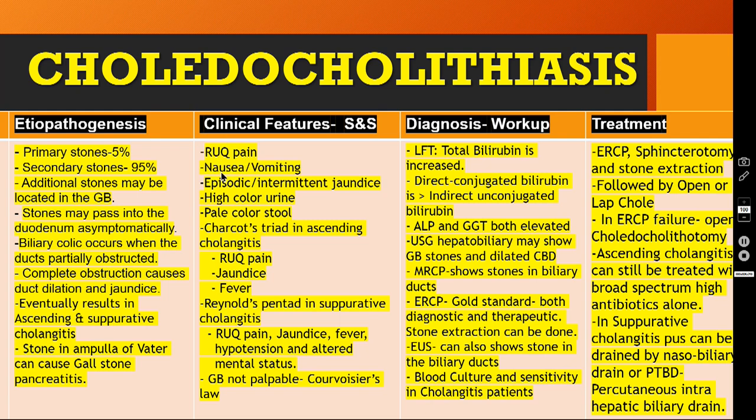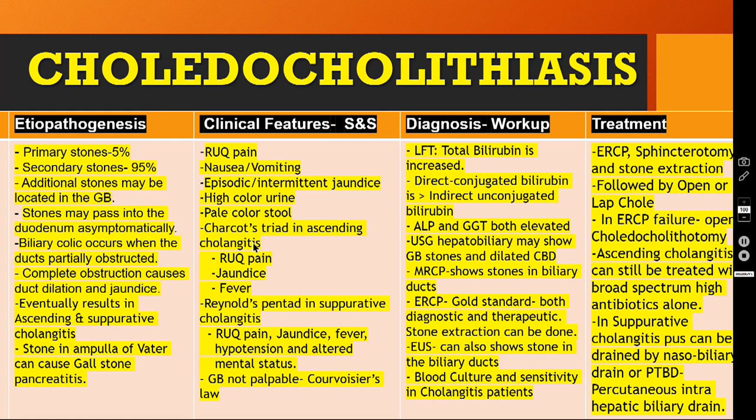Patient will also be having episodic or intermittent jaundice. If it is choledocholithiasis, patient will be having only right upper quadrant pain and jaundice. Of course, patient is having obstructive jaundice, so they will have high color urine and pale color stool.